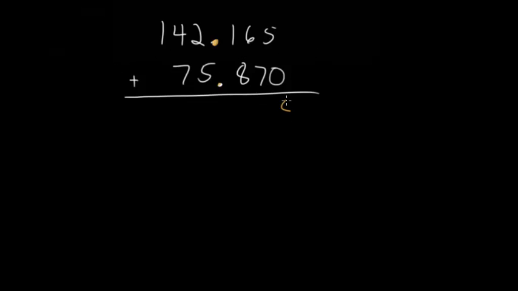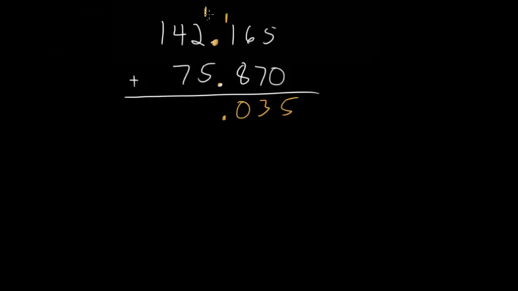So 5 and 0 make 5. 6 and 7 makes 13. Now this is 13 hundredths. So the 3 goes down in the hundredths place. We put the 1 up in the tenths place. So 1 and 1 make 2. 2 and 8 make 10. So there are 10 tenths, or that's just 1 total. So we'll put a 0 for the tenths. We'll put our decimal. And then we'll add another 1 up here. We'll just essentially carry that place over.